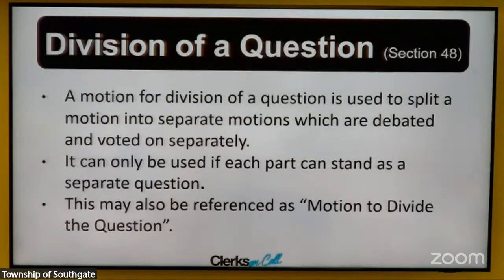A motion for division of a question is used to split a motion into separate motions, which are debated and voted on separately. It can only be used if each part can stand as a separate question. And section 48 of your draft procedural bylaw allows for this, and the chair shall have discretion to determine if the motion can be divided.